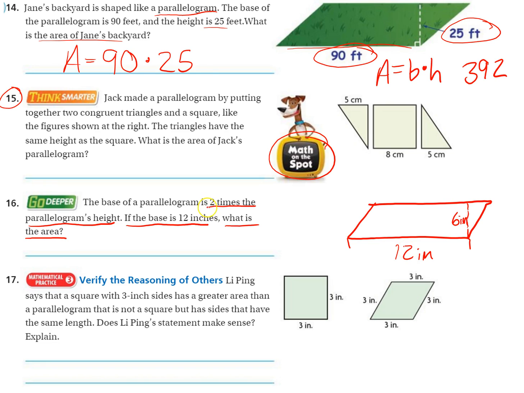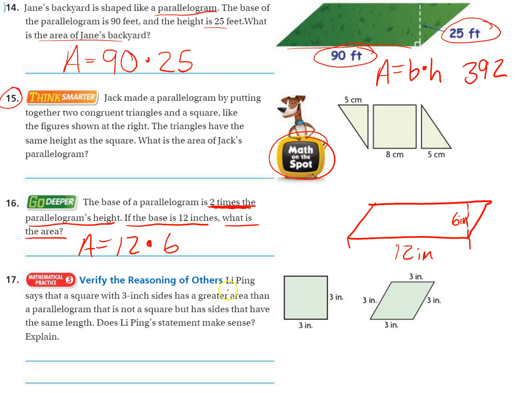And then let's just double check that. It says 2 times the height is the base. Well, if we take 6 times 2, we do get the base of 12. So that works. And then it says, what is the area? Well, now that we know the base and the height, we're just doing area equals base, 12, times height, 6. So 12 times 6, do that, and then you'll get the area. Again, if you need additional help, though, please raise your hand.